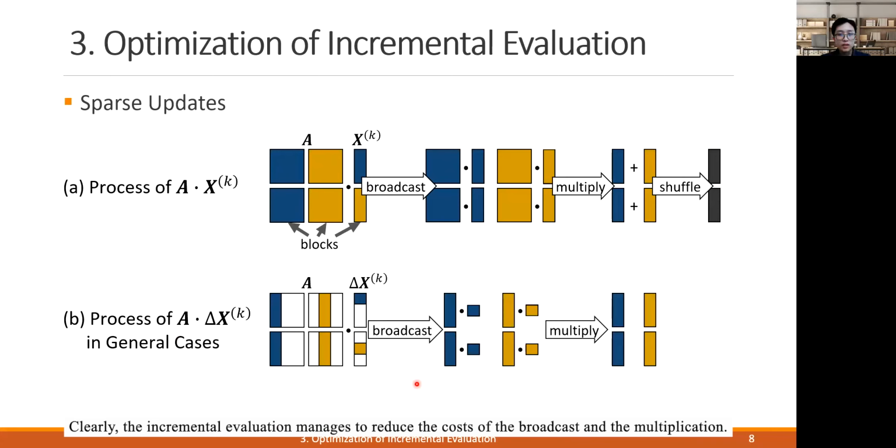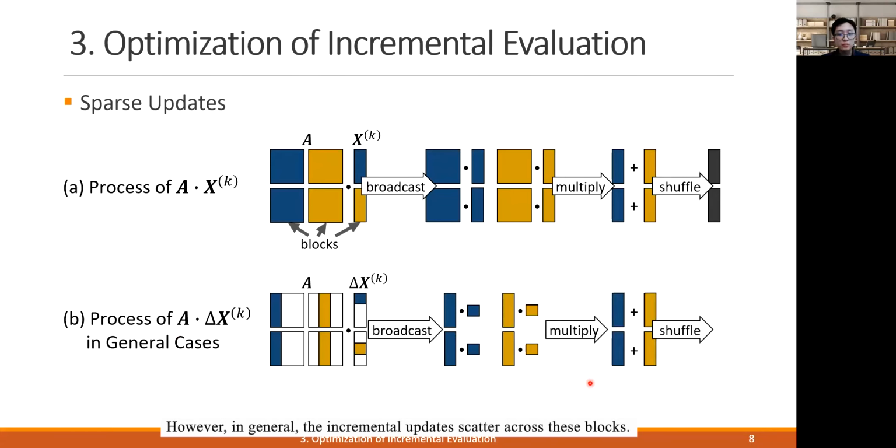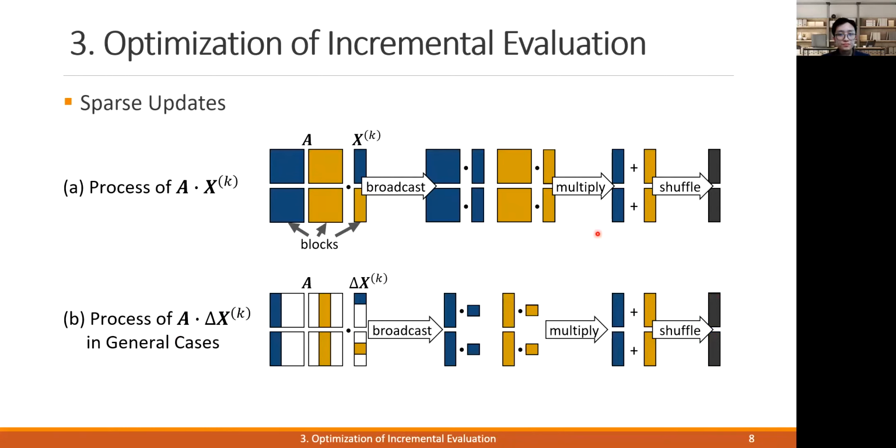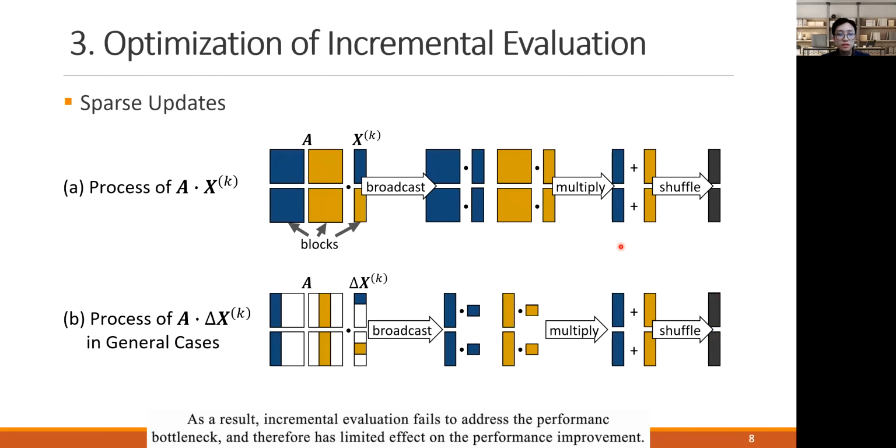Clearly, the incremental evaluation managed to reduce the costs of broadcast and multiplication. However, in general, the incremental updates scatter across blocks. That leads to no reduction to the cost of the shuffle. As a result, incremental evaluation fails to address the performance bottleneck and therefore has limited effect on the performance improvement.